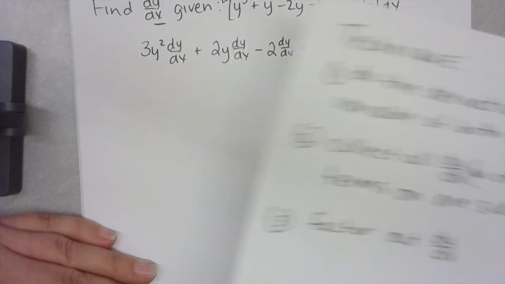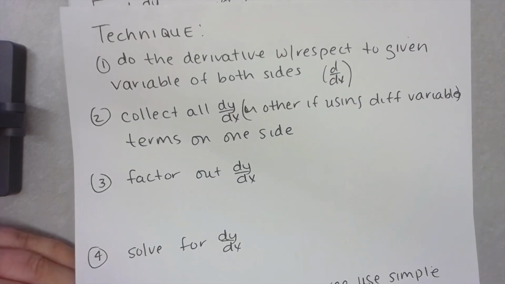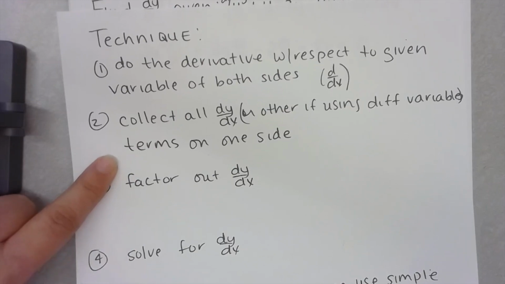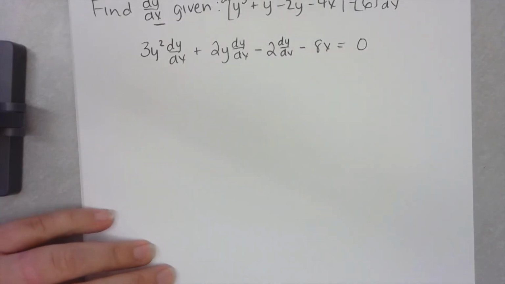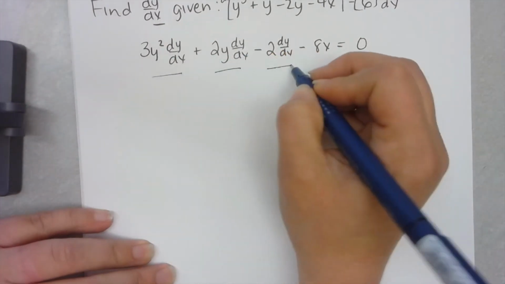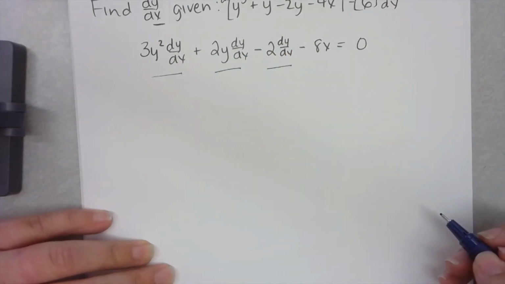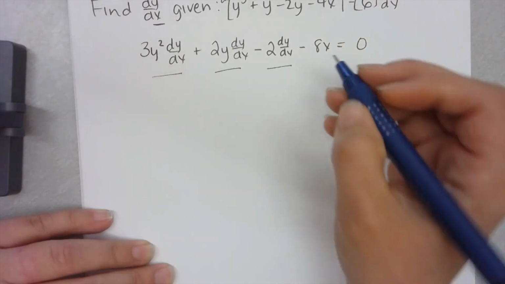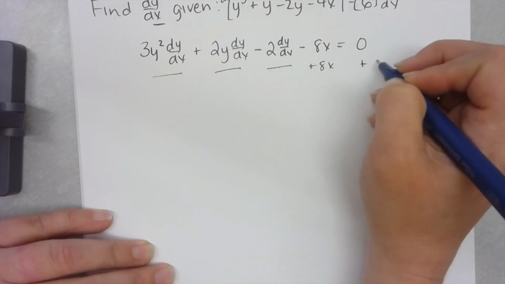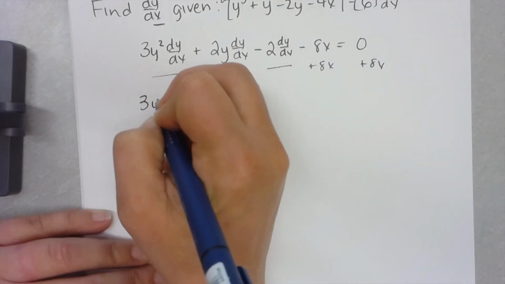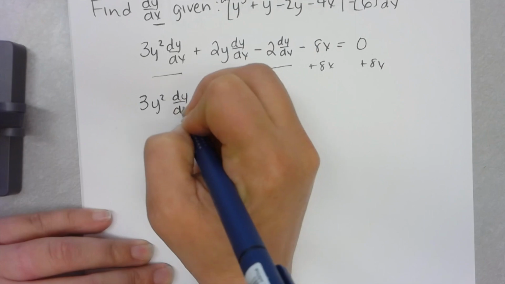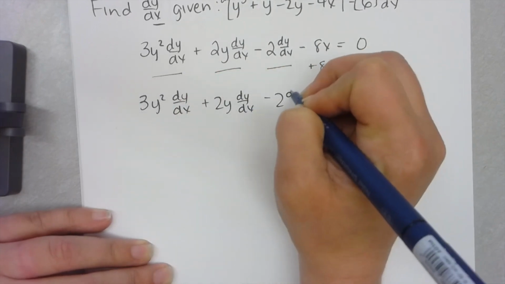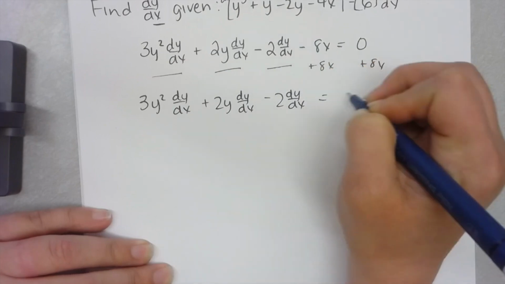All right, so we did the first step. We did the derivative with respect to x. Now the second step says we need to collect all of our dy/dx terms on one side, and move all the other ones to the other side. Actually, I don't even have to move any of these, they all have dy/dx in them. But this is a non-dy/dx term, so I'm going to add 8x to both sides. So I get 3y squared dy/dx plus 2y dy/dx minus 2 dy/dx equals 8x.